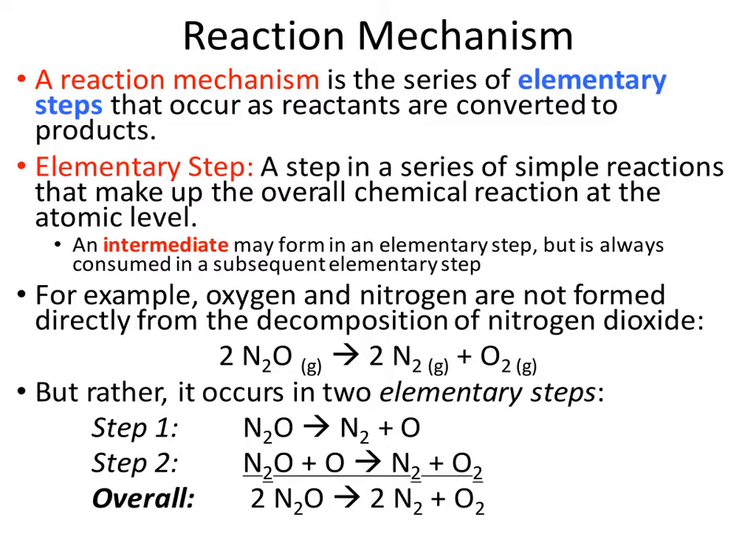So when we've been looking at reactions so far, we're making the assumption that the reaction happens in one step. A plus B gives us C and D. But in actuality, many reactions take place in a number of steps. And we call this series of steps the reaction mechanism.